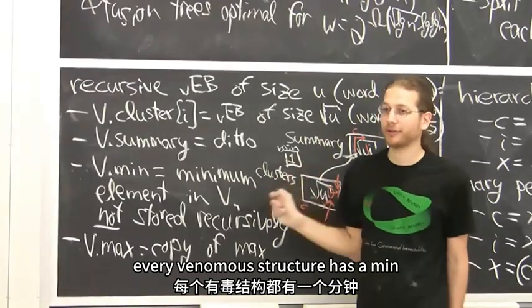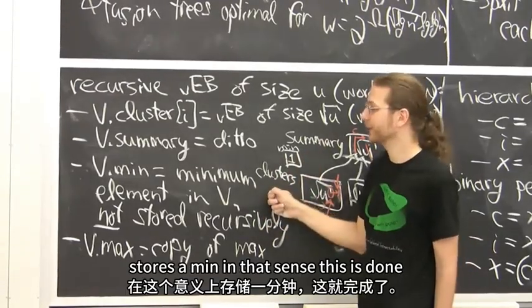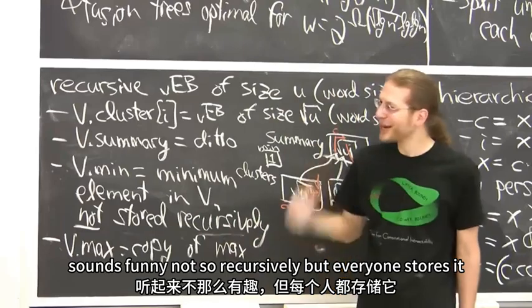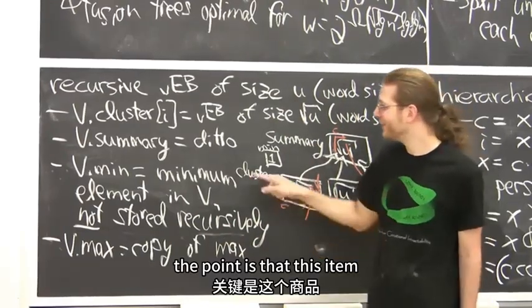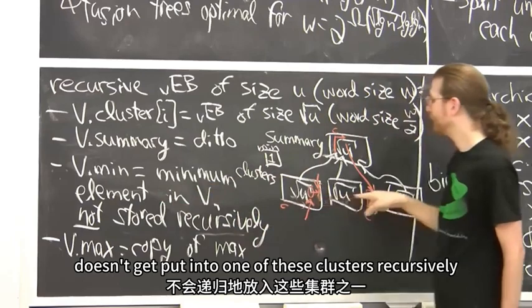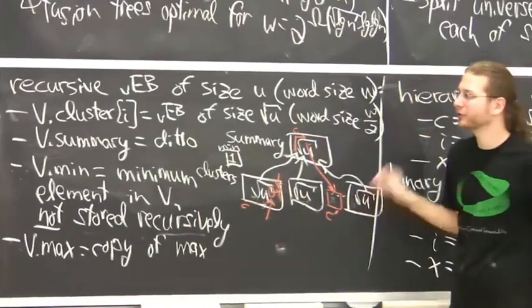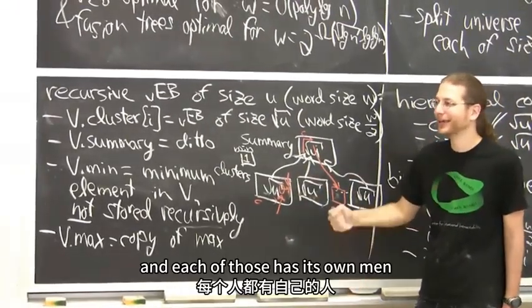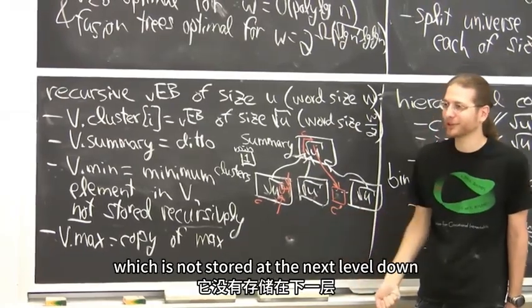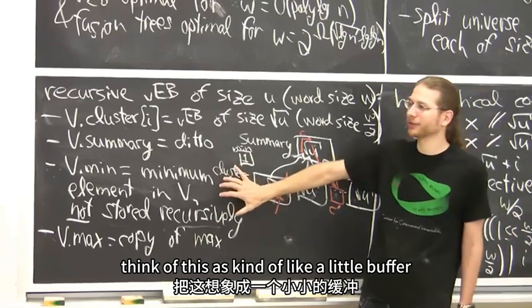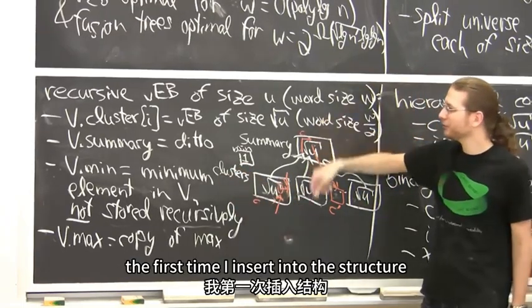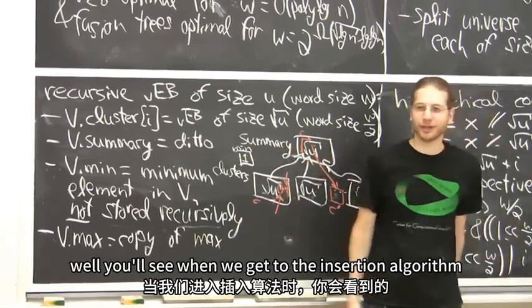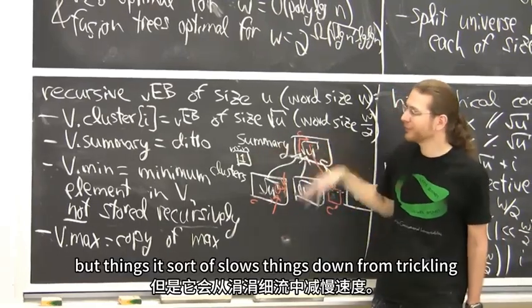Every van Emde Boas structure has a min, stores a min. In that sense, it sounds funny, but it's not stored recursively, though everyone stores it. The point is that this item doesn't get put into one of these clusters recursively. Just the item. But each of these has its own min, which is then not stored at the next level down. And each of those has its own min, which is not stored at the next level down. Think of this as kind of like a little buffer. The first time I insert into the structure, I just stick it in the min. I don't touch anything else. Afterward, well, you'll see when we get to the insertion algorithm. But it sort of slows things down from trickling.